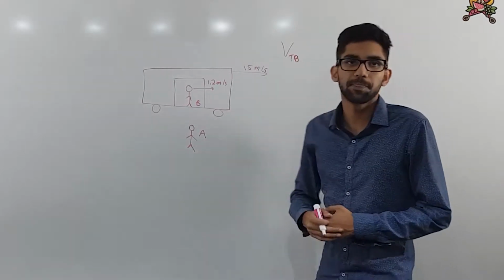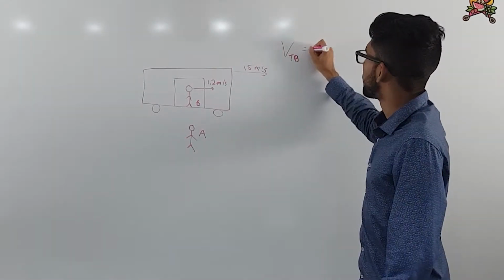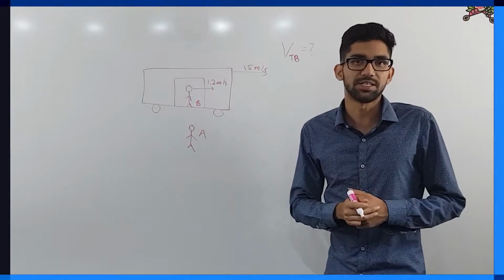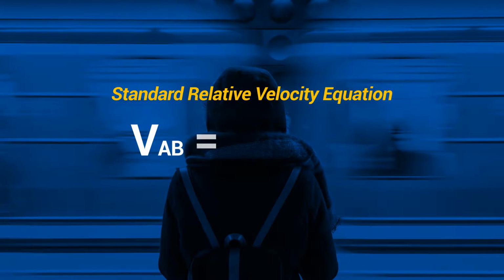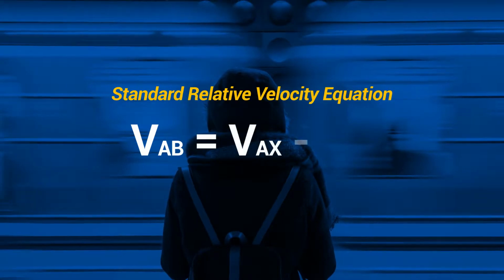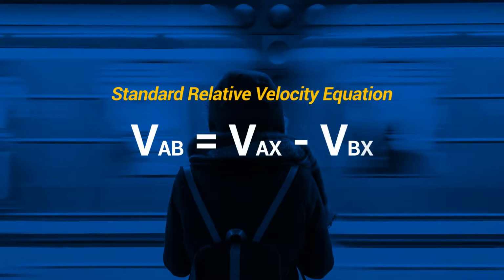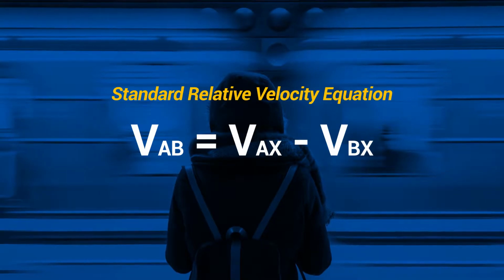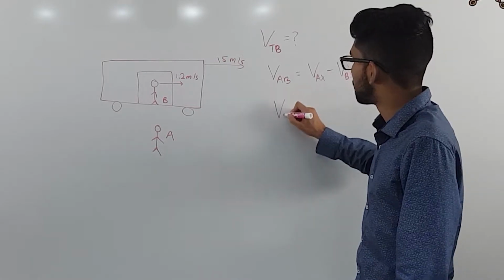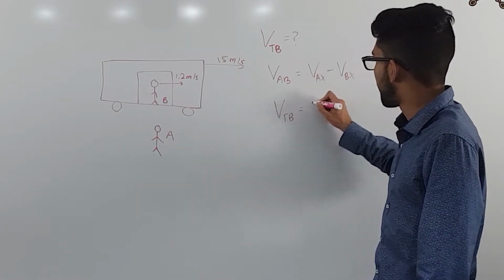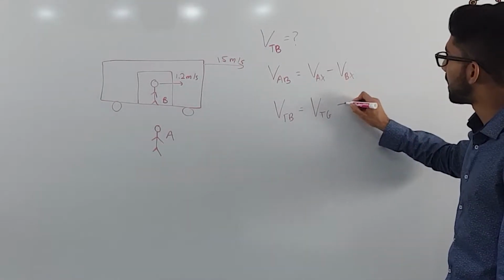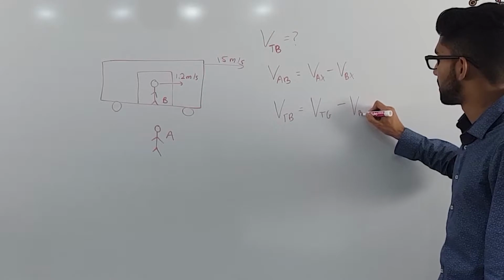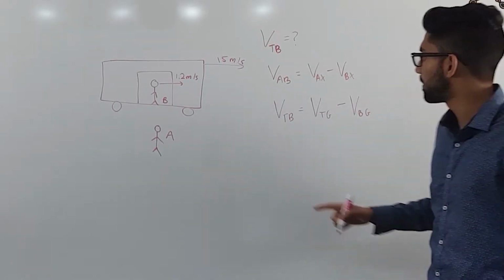VTB. To figure out this answer, we're going to use our standard relative velocity formula. So what is that formula? It's VAB is equal to VAX minus VBX, where X is the intermediate frame of reference, usually the ground. So to find VTB, we plug this into our standard equation, and we get VTG, the velocity of the train relative to the ground, minus the velocity of person B relative to the ground.